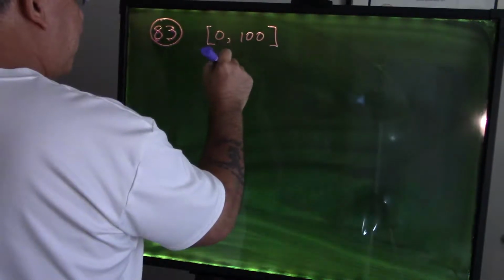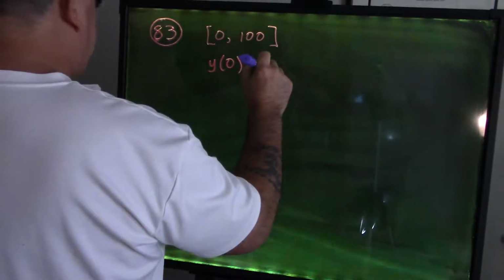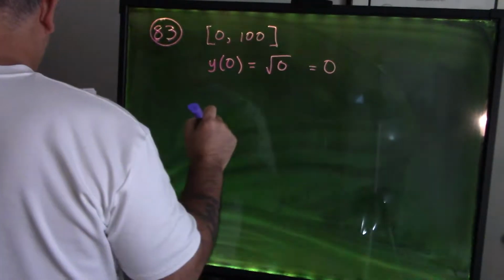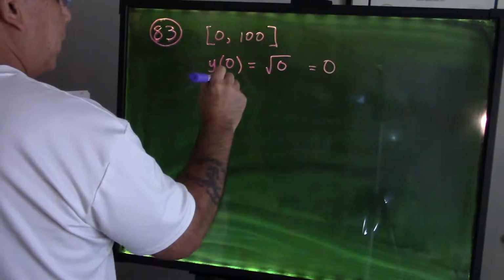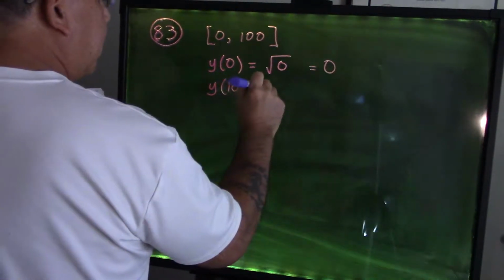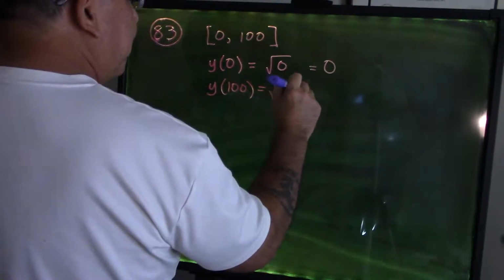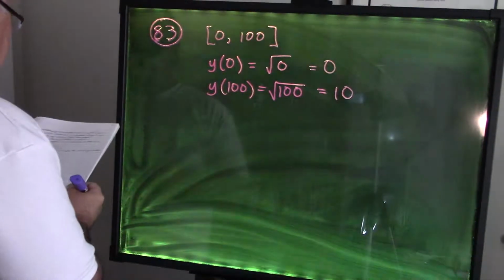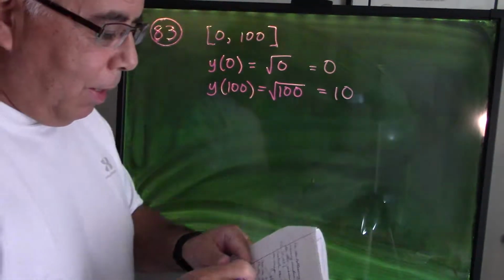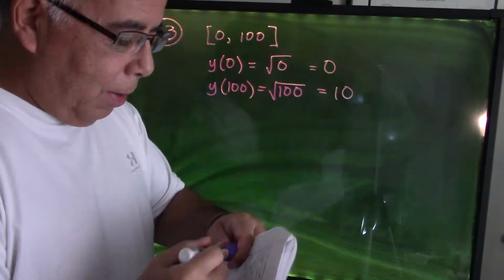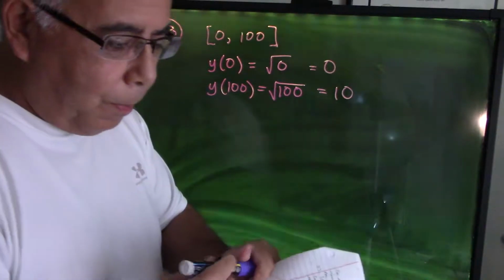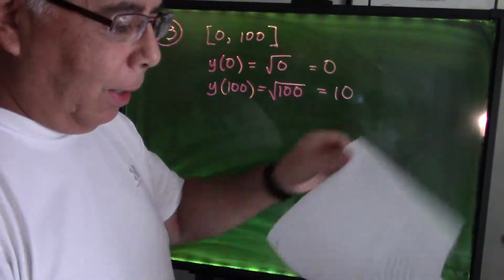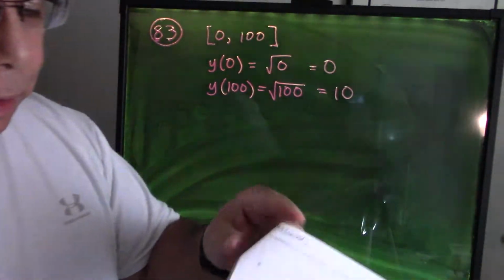Y of 0 is square root of 0, which is 0. And y of 100 is square root of 100, and that's 10. So the range goes from 0 to 10. And then when we graph it, we get this result.